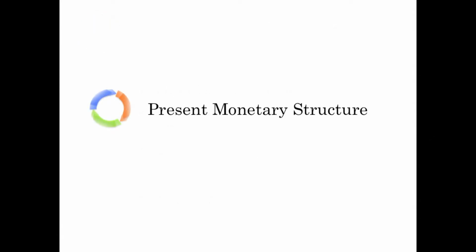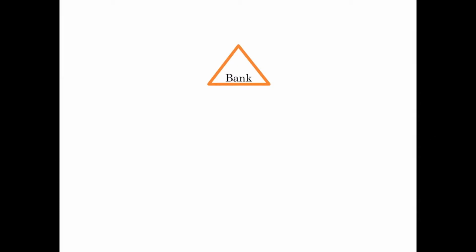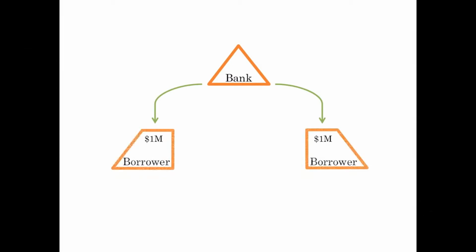Understanding the present monetary structure requires understanding how the banking system works. So let's consider a simple scenario wherein a bank is lending $1 million to each of two borrowers. The $2 million that this bank is lending it creates, in cooperation with the rest of the banking system, including the Federal Reserve, through a process called fractional reserve banking. This means that all the money we use in the present monetary structure is a loan or a debt owed back to a bank.